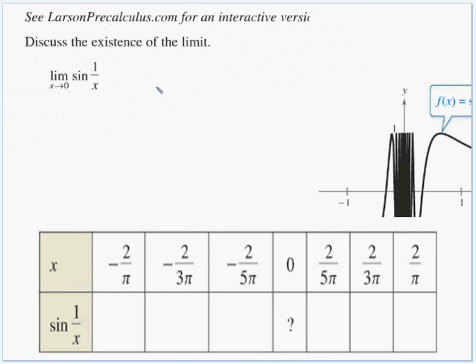So here when they ask us what is the limit as x approaches 0 of sine 1 over x, that limit does not exist due to oscillating behavior.